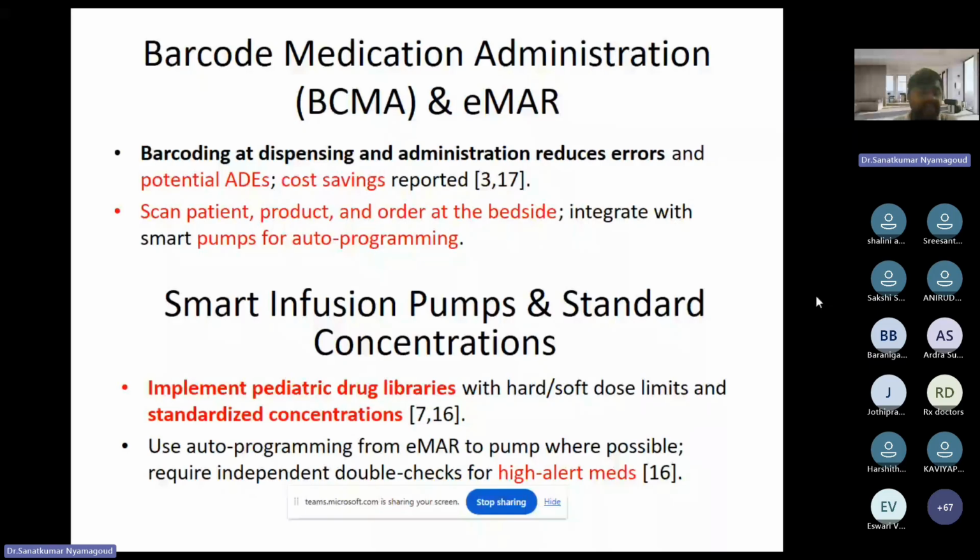So it is better to have barcoding medication administration, so that you will not dispense any wrong drug and you will reduce medication error. Then what else we can do is we should scan the patient reports, patient product, and the order at the patient bedside. So whatever the patient is taking in IPD, all those reports should be scanned. So we should integrate all these together. Another one is actually very, very important in ICUs.